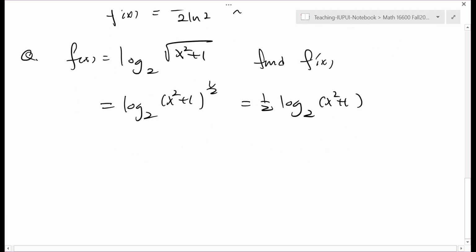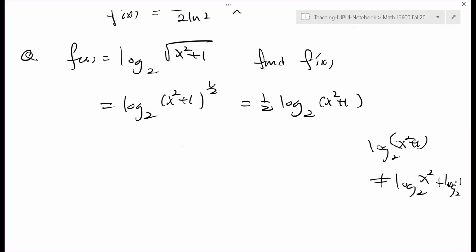So I just want to say this is not going to be natural log of x squared plus natural log of 1 with base 2. There's no such formula there. So you have to stop there. Then you find the derivative.